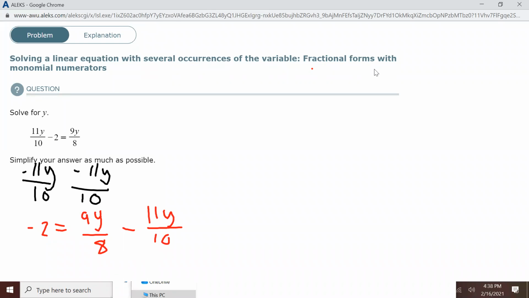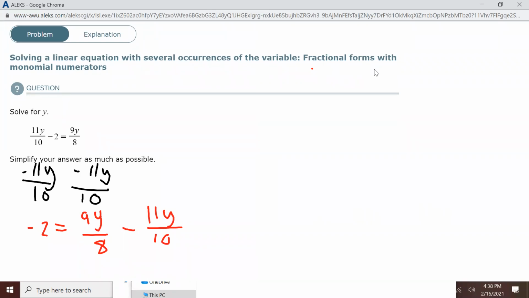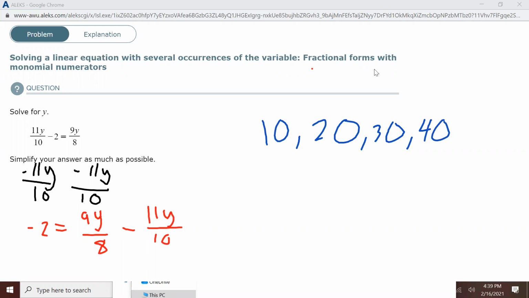So first I need to know what that least common denominator is. It would be the smallest number that both denominators can divide into. Well, I'll just take 10, for example. I could use 8 instead. 10 times 1 is 10. Can they both divide into 10? No. 10 times 2 is 20. Can both numbers divide into 20? No. Can they both divide into 30? No. Can they both divide into 10 times 4? Yes. Therefore, the least common denominator is going to be 40.